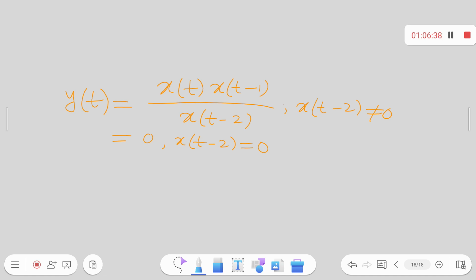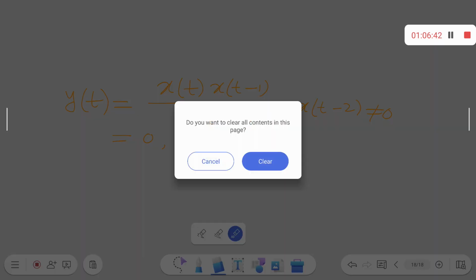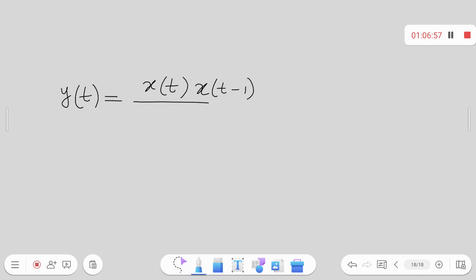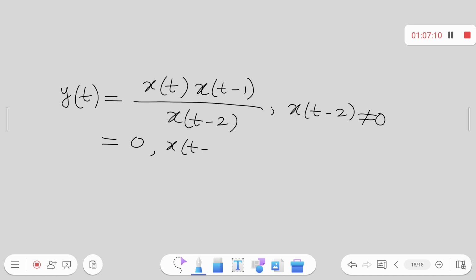Okay, let's erase this part. Clear this. Let's make it black. Y of t is equal to x of t into x of t minus 1 upon x of t minus 2 for x of t minus 2 to be non-zero, and that is 0 when x of t minus 2 is equal to 0. Okay?